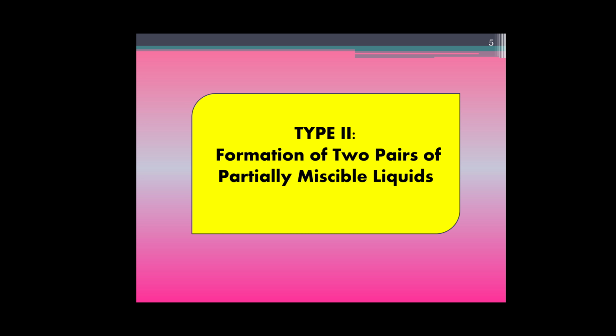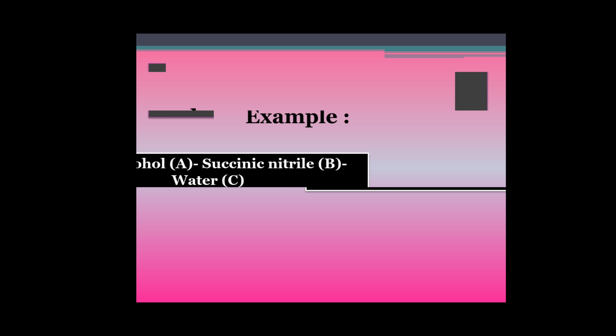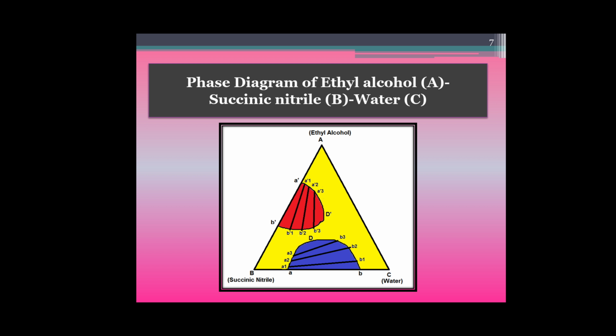So in this module, we will specifically talk on the type number 2, that is formation of two pairs of partially miscible liquids. The best example of such a system is ethyl alcohol, succinic nitrile and the water. This is the phase diagram of this system.